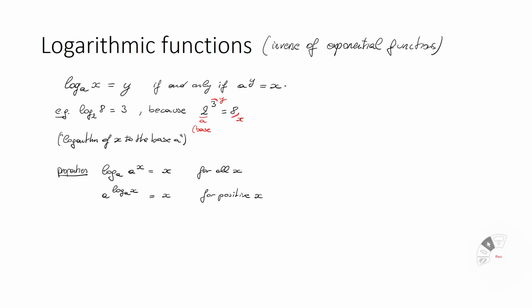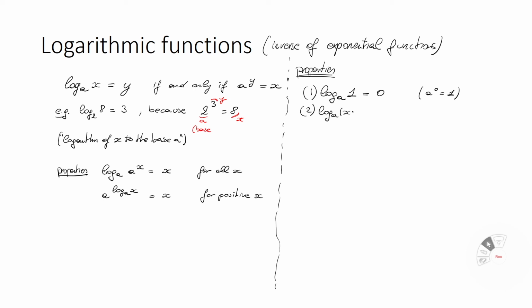There's a couple of properties here to summarize, to calculate with logarithms. So we have, first of all, log a of 1 is always equal to 0. And that follows from the fact that a to the power 0 is equal to 1 for any base that's different from 0. Second property is the log of a product, that's the sum of the logarithms.